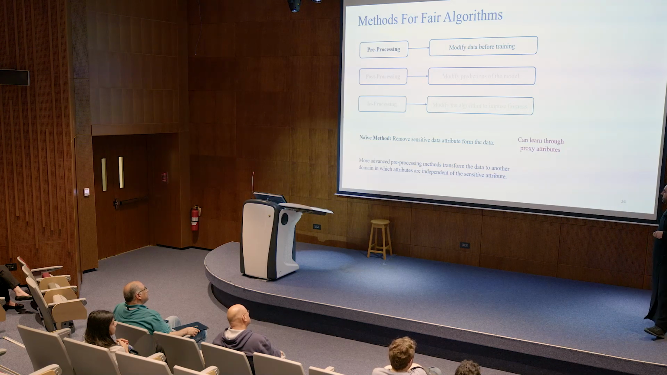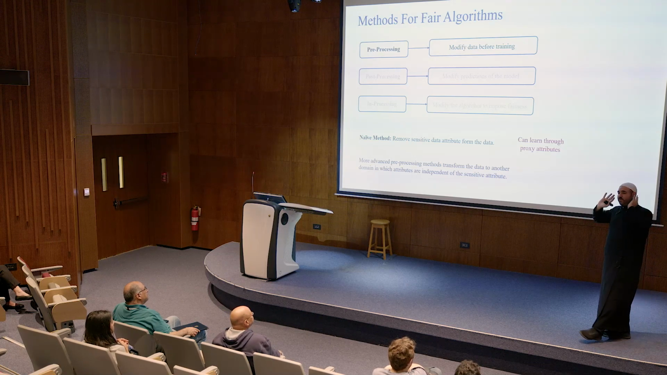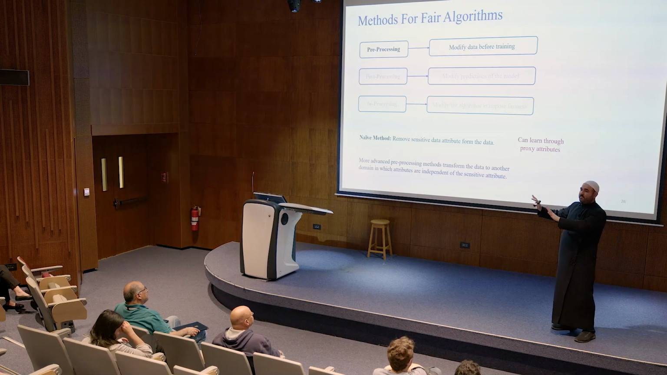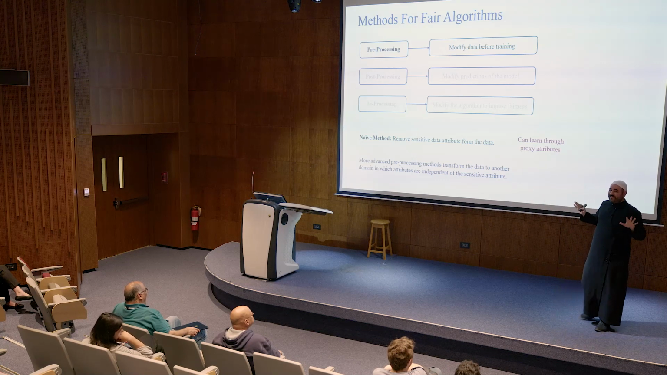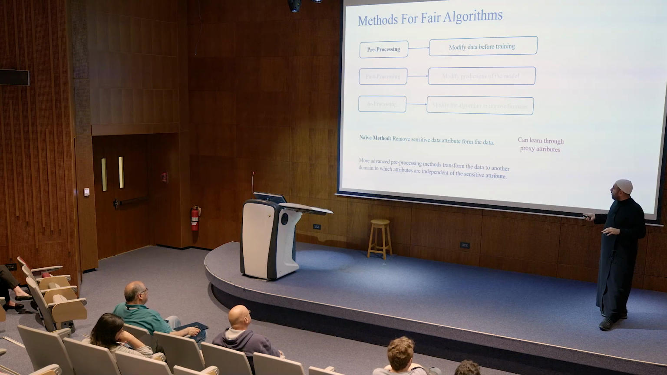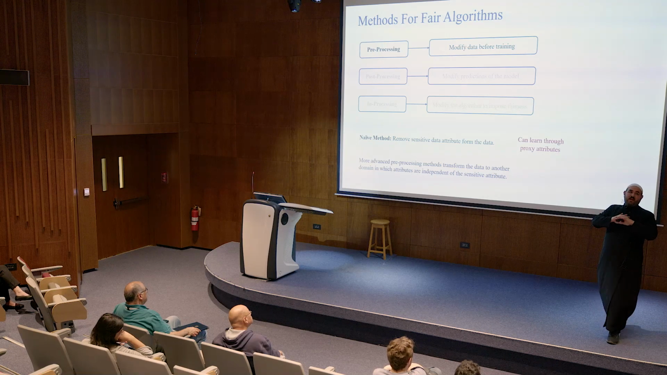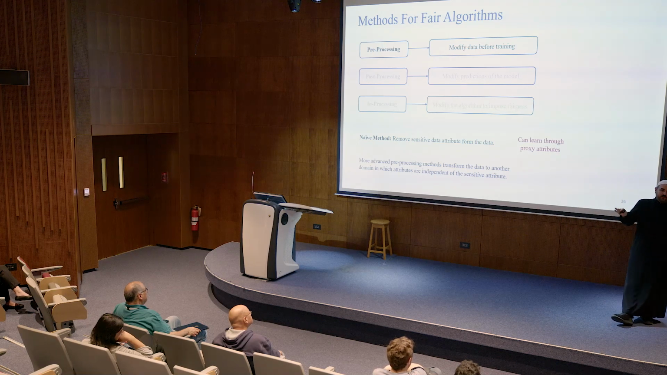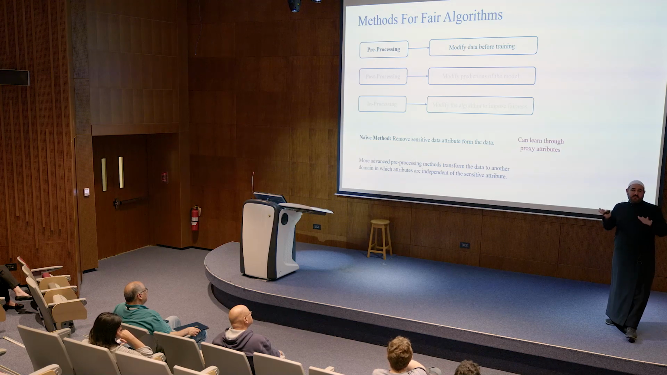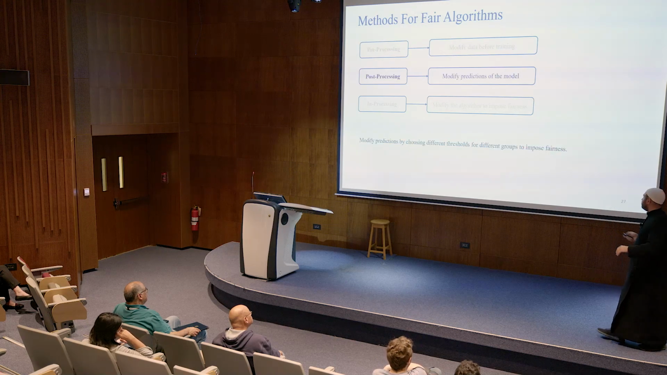So there are more advanced techniques where they bring the data, transform it to another domain, and in that domain, things are fair. You remove all the correlations between the data and the sensitive attributes. So now the data is fair. And then you apply any algorithm and it should work, because the problem is not in the algorithm, it's in the data.